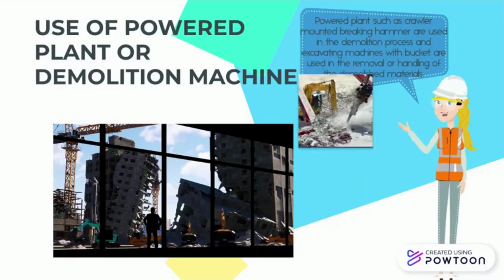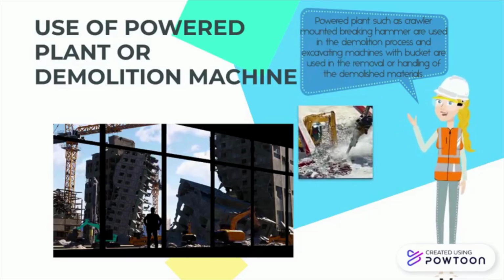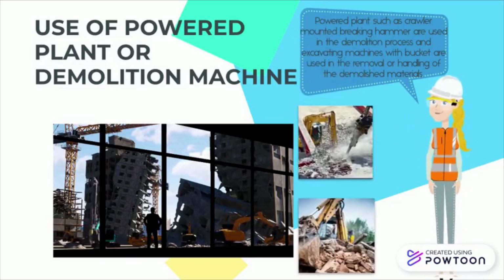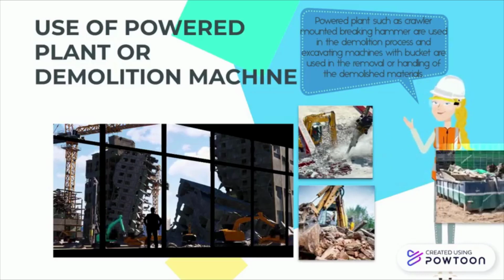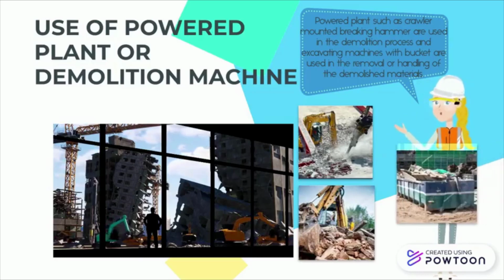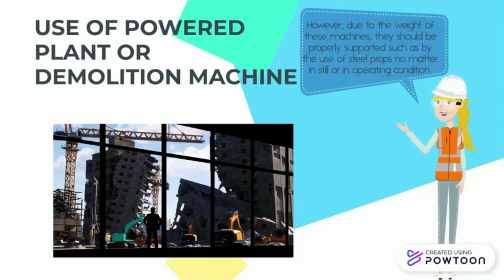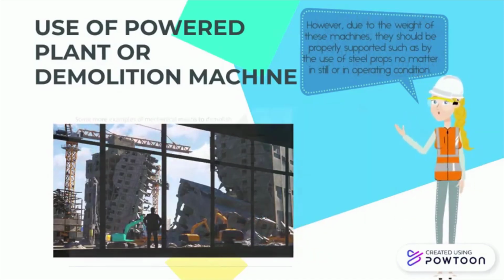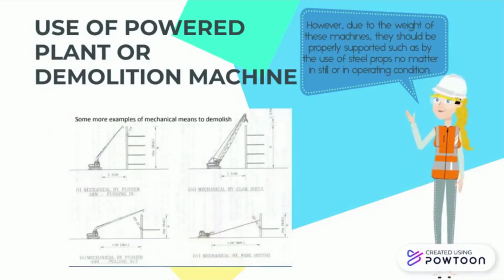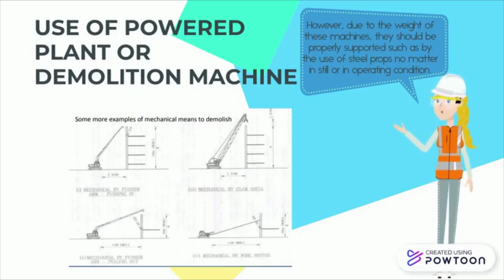Powered plants such as crawler-mounted breaking hammers are used in the demolition process, and excavating machines with bucket are used in the removal or handling of the demolished materials. However, due to the weight of these machines, they should be properly supported, such as by the use of steel props, no matter in still or in operating condition.